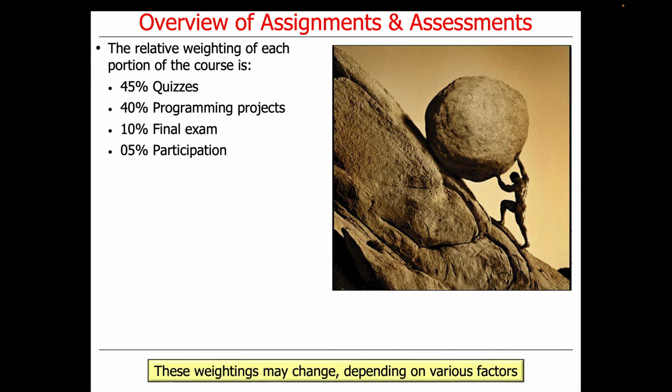The relative weighting of each portion of the course is illustrated here. By default, it'll be 45% for the quizzes, 40% for the programming assignments, 10% for the final exam, and 5% for participation. These weightings may change, of course, depending on various factors. Naturally, if we don't have a final exam, then I will split that 10%, half and half between quizzes and programming projects.